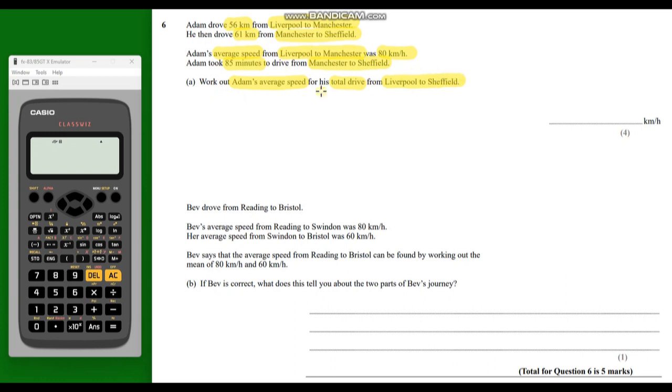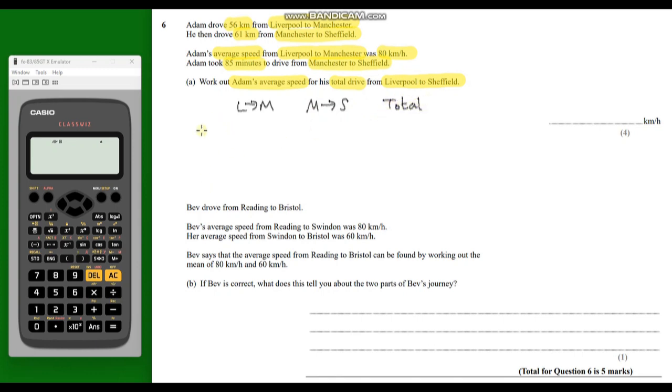Now, there's a lot of information here, and whenever I've been given a question on distance, speed and time with more than 2 locations, I always like to put the information in a table just because it helps me keep track of everything. On the top here, I'm going to put where we're going from and to. The first journey is from Liverpool to Manchester, so I'm just going to put L to M. And then we're going from Manchester to Sheffield. And then I'm going to put another column for the total.